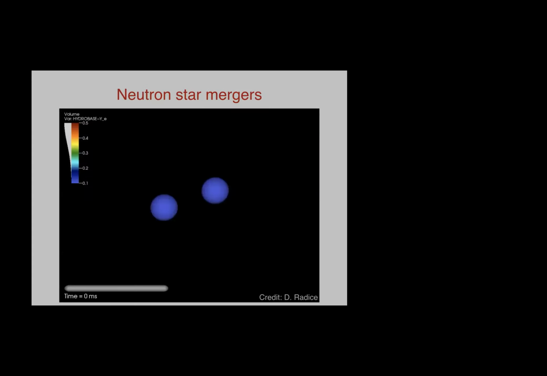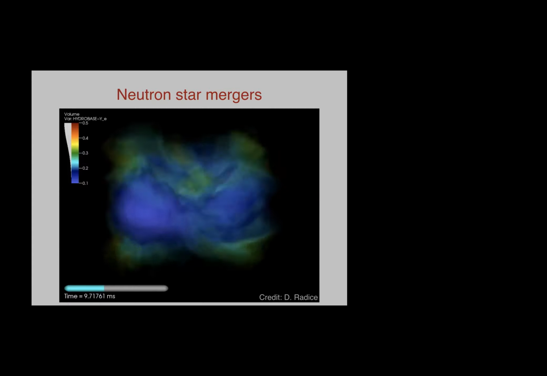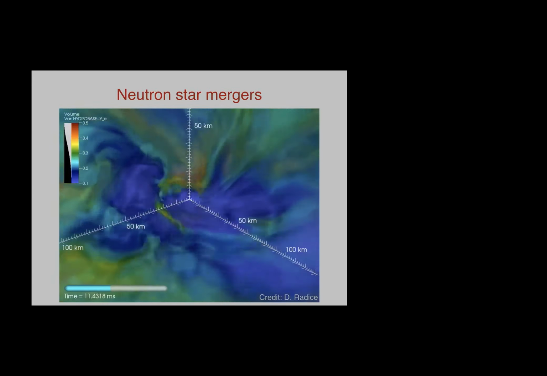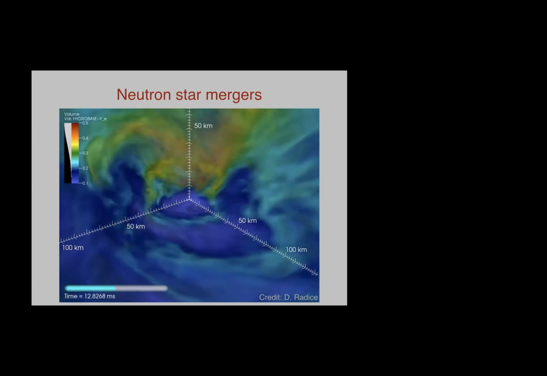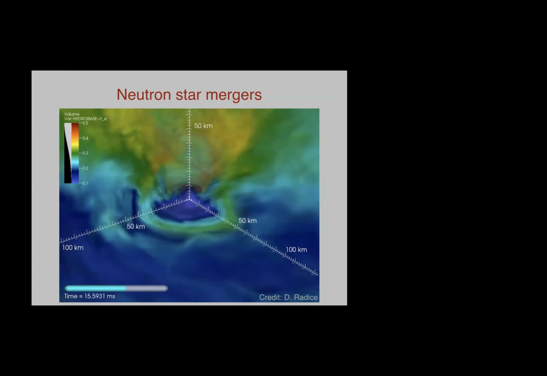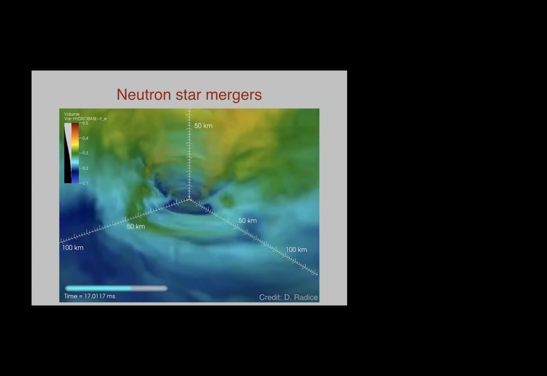I'll start with a beautiful simulation by David Radice, where there are two neutron stars merging. The color coding shows that if it is blue, it is very neutron-rich material, and as the color becomes redder and redder, it becomes less and less neutron-rich. What you should see in this movie is that the blue is more ejected in a planar fashion, and the red is more polar, directed towards more polar coordinates.